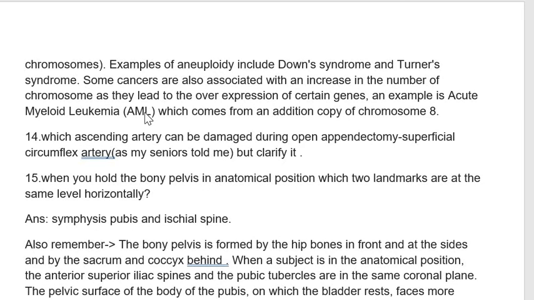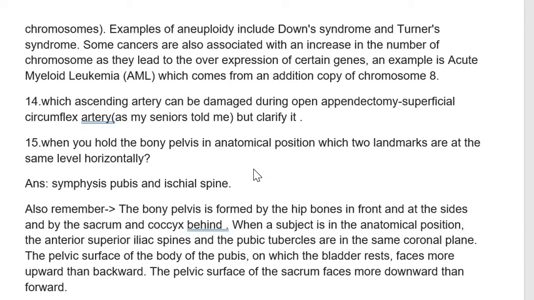Examples of aneuploidy include Down syndrome and Turner syndrome. Some cancers are also associated with an increase in the number of chromosomes as they lead to the overexpression of certain genes. An example is acute myeloid leukemia, which comes from an addition of a copy of chromosome 8. So these are the cell cycle checkpoints and you should be very clear about them, because anyhow they are going to ask you a question about the cell cycle.